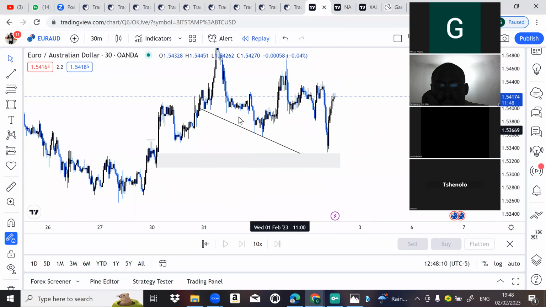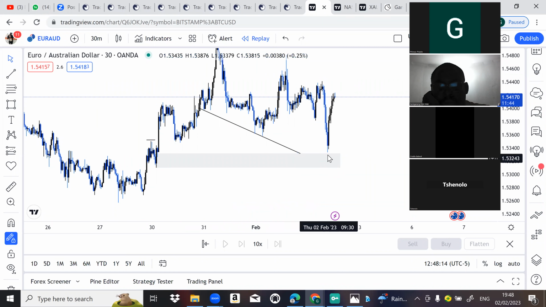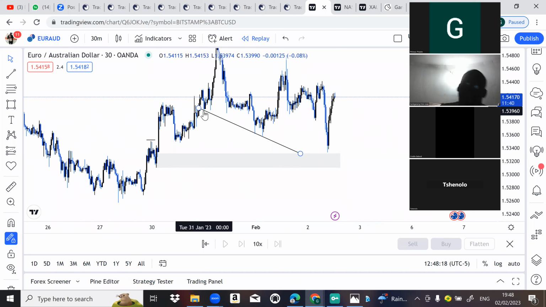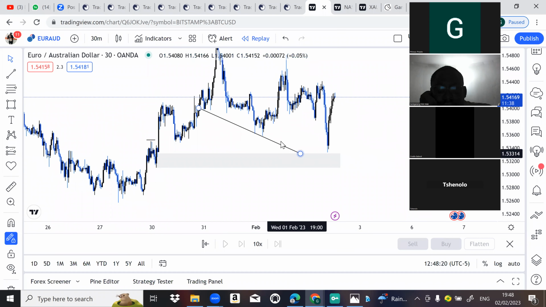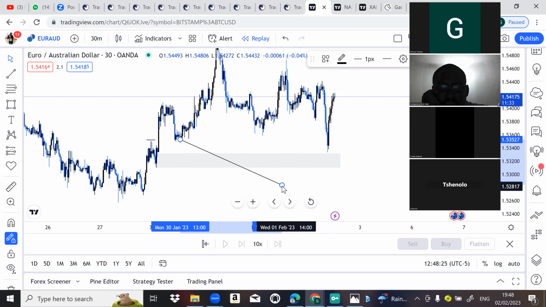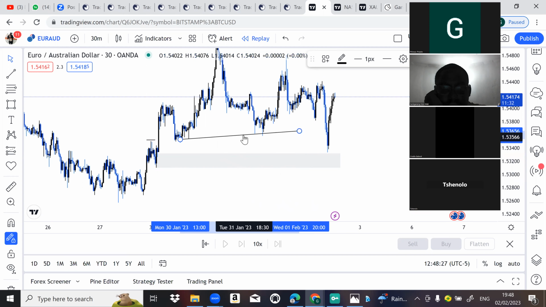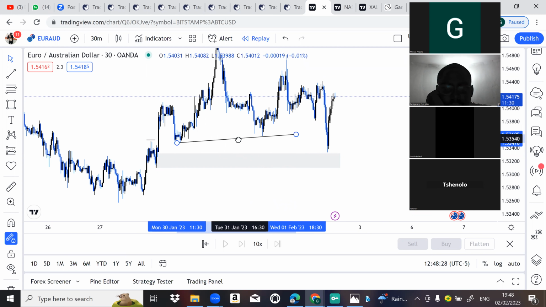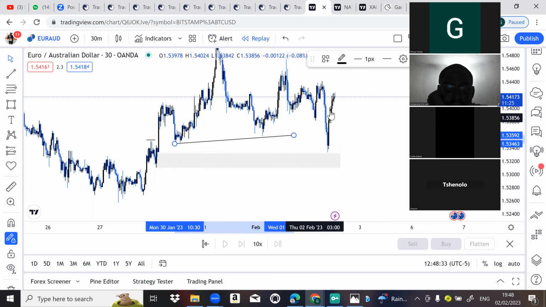Sometimes the price does not give you the third touch. For me, the concept is 1, 2, 3, but we have liquidity from here to here. That's liquidity. So in this form, we have inducement: 1, 2, liquidity below this low. The price takes out the liquidity and then it went up. So that's about the example.